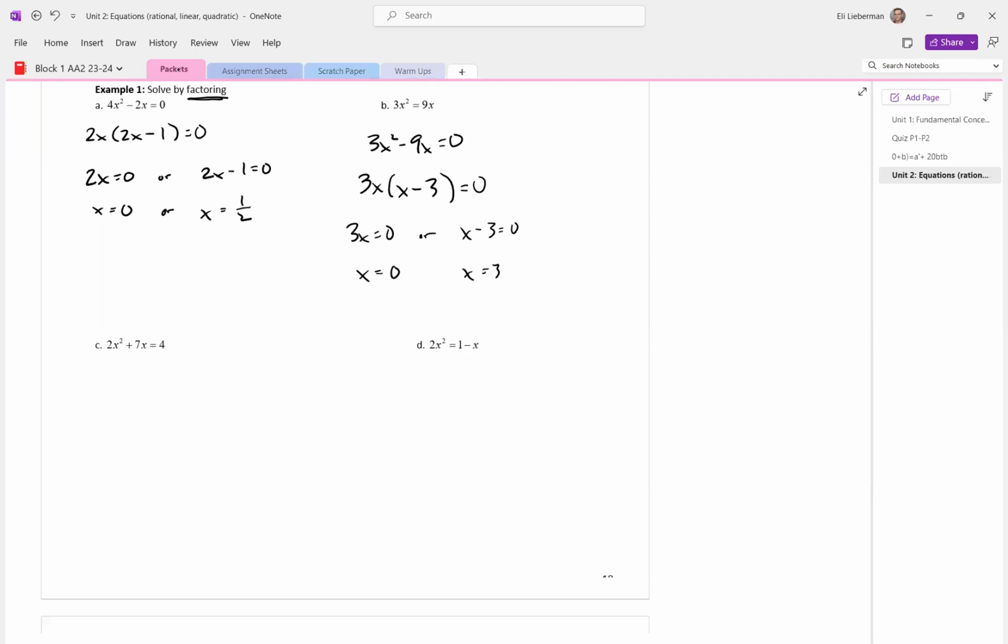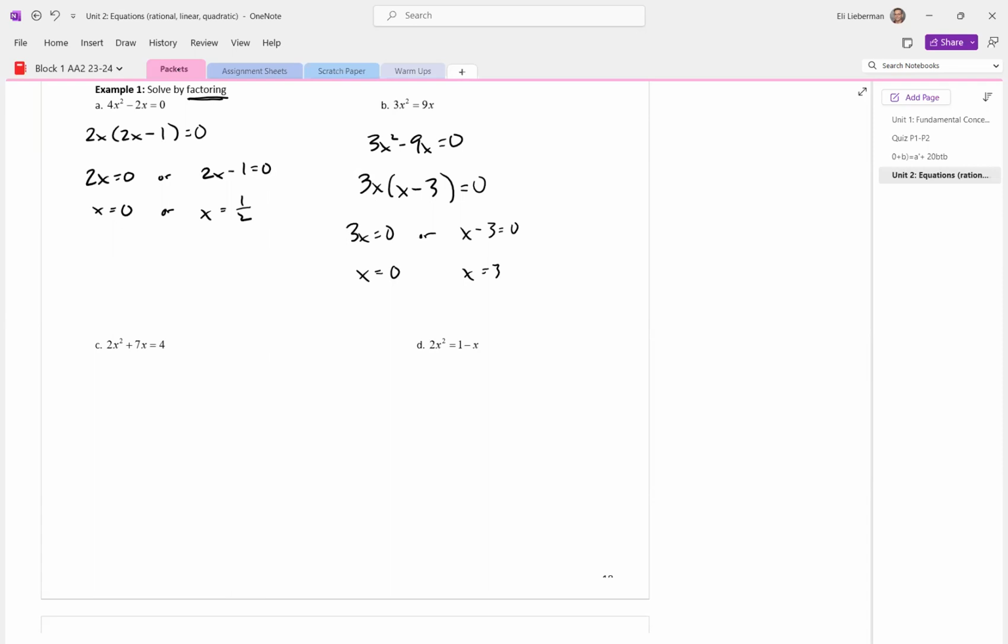Perfect. Are we good with this, everybody? Let's just check. How can we check to see if this is right? Let's plug into the original. Please always plug into the original, just in case you messed up on the very first step.